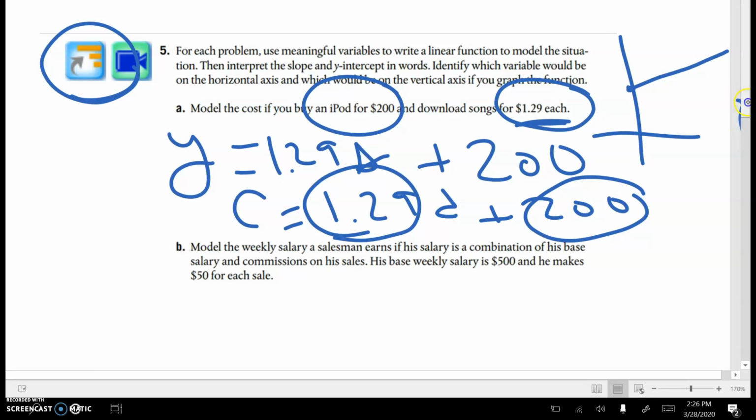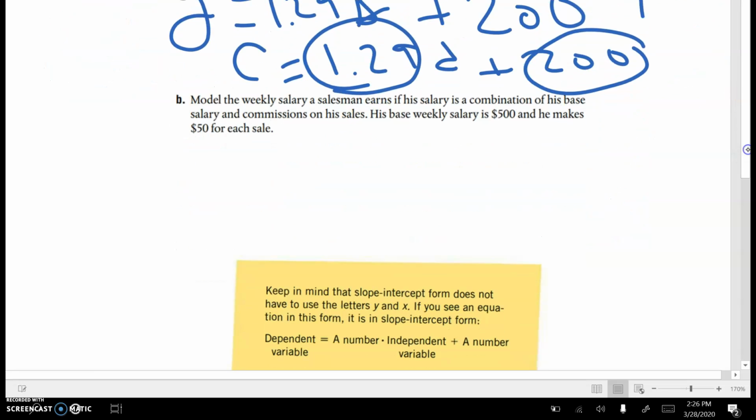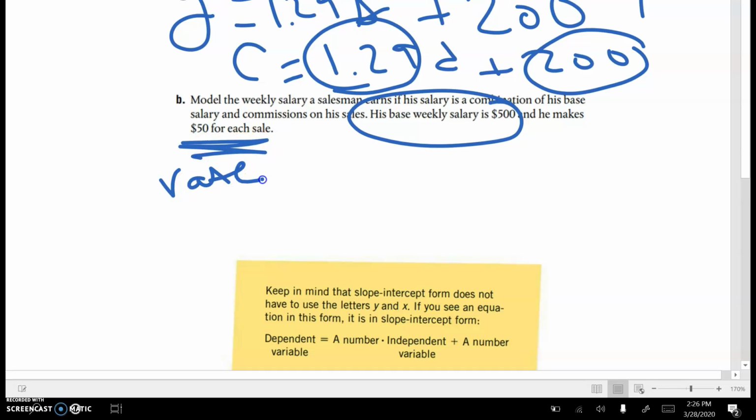Let's see if I can scroll down just a little bit. Okay, so this one, let's see, what do we have here? They have a base salary of $500, and then this is per sale. So you can tell that this is the rate, and this is a one-time starting fee, and we want to know their salary. So I could use S, or again, I could use y = mx + b.